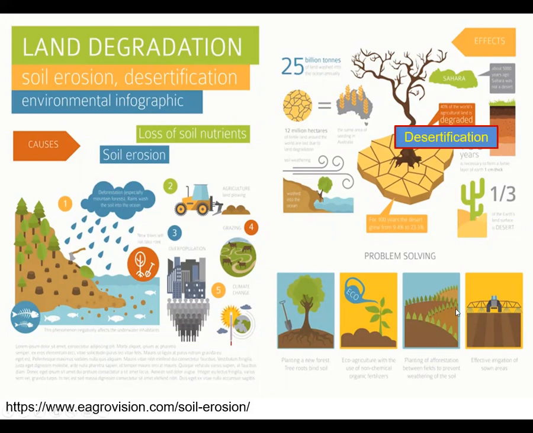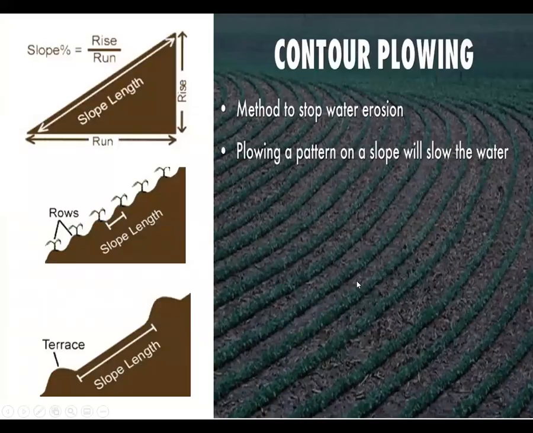Now, of course, there's always a solution. Let's plant trees, let's take care of the plants, and then use windbreakers and then proper irrigation. These are just some of the solutions. Now, another solution to prevent soil erosion is contour plowing.